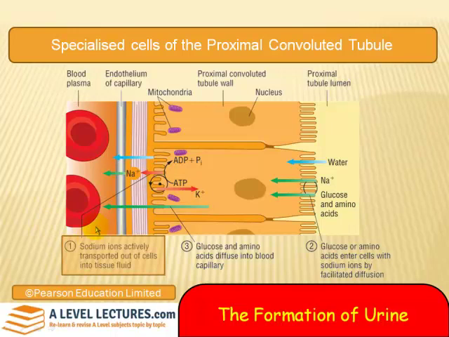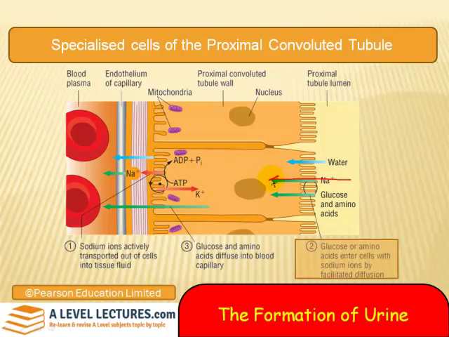Now, first of all, sodium ions are actively transported out of the cell into tissue fluid. So you're getting energy being used to pump the sodium out of the PCT into the tissue fluid. Okay, in tissue fluid, sodium being pumped out. Now, what that means is you've got a lower sodium concentration here. That's very useful, because then glucose or amino acids enter cells with the sodium ions. Because there's now a lower sodium concentration here, sodium ions diffuse in there, facilitated diffusion, along with glucose or amino acids.